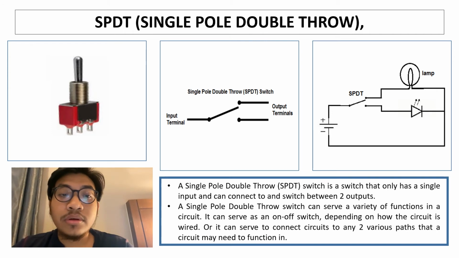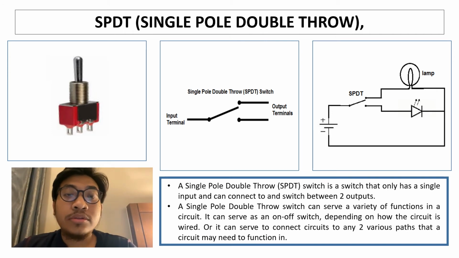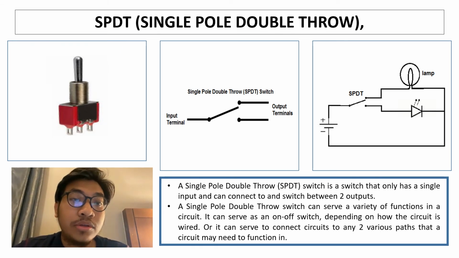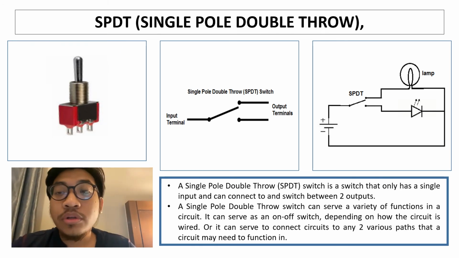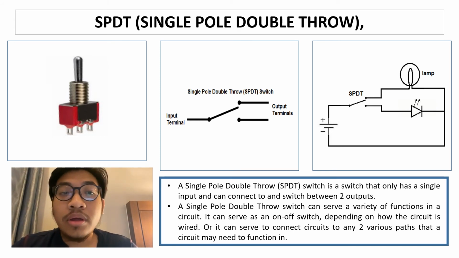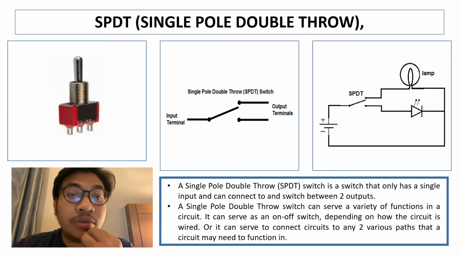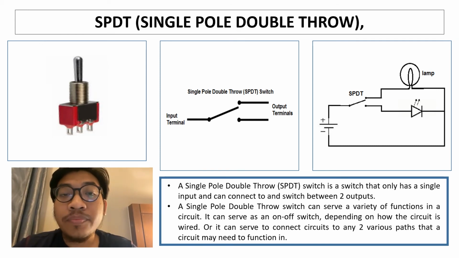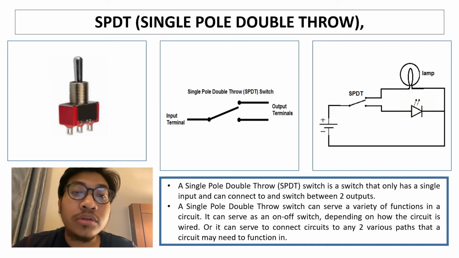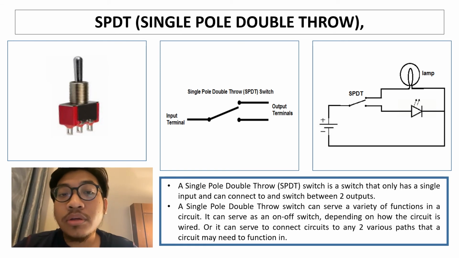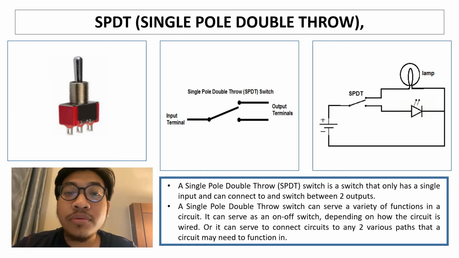Okay, next I will tell you about single pole double throw. Okay, as you can see here, single pole double throw switch is a switch that only has a single input and can connect to and switch between two outputs. So we can see that single pole double throw switch can serve a variety of function in a circuit. It also can serve as an on-off switch depending on how the circuit is wired, or it can serve to connect circuit to any two various paths that a circuit may need to function in.